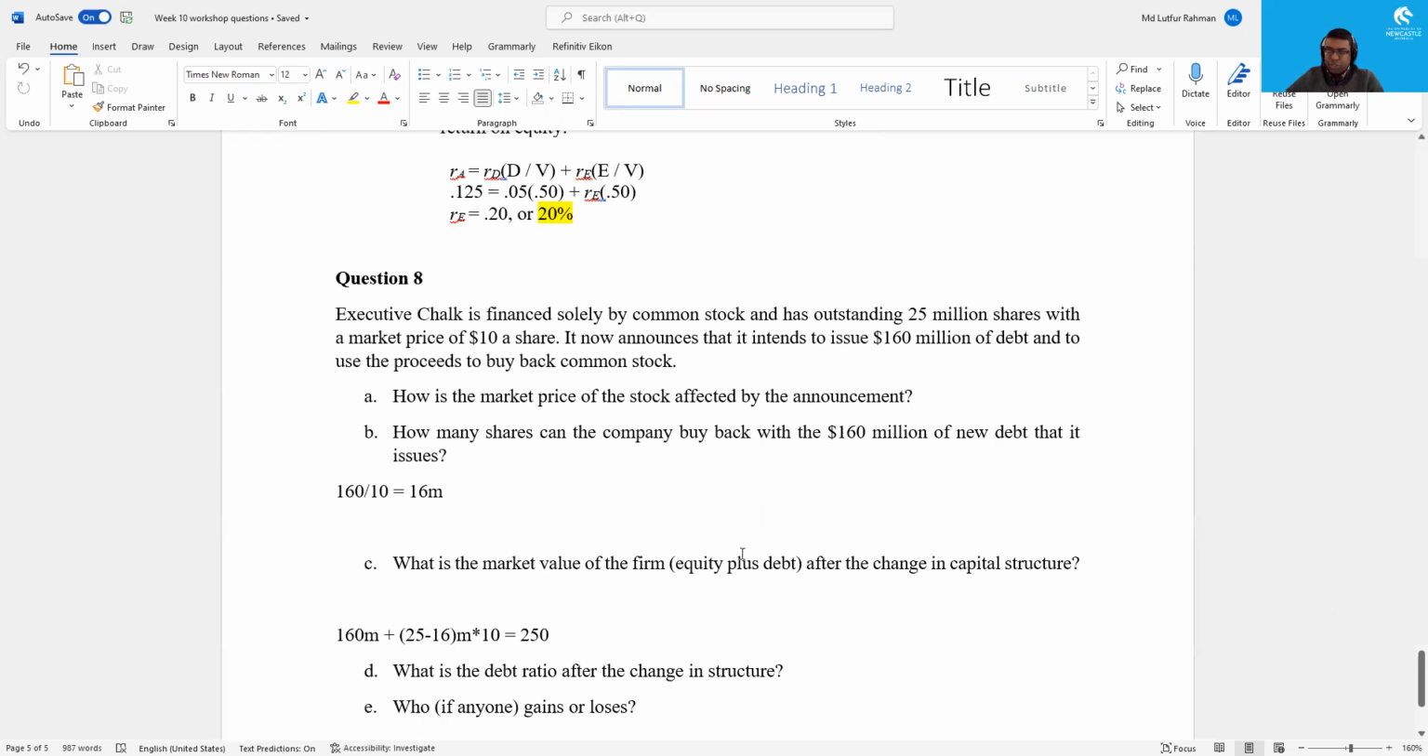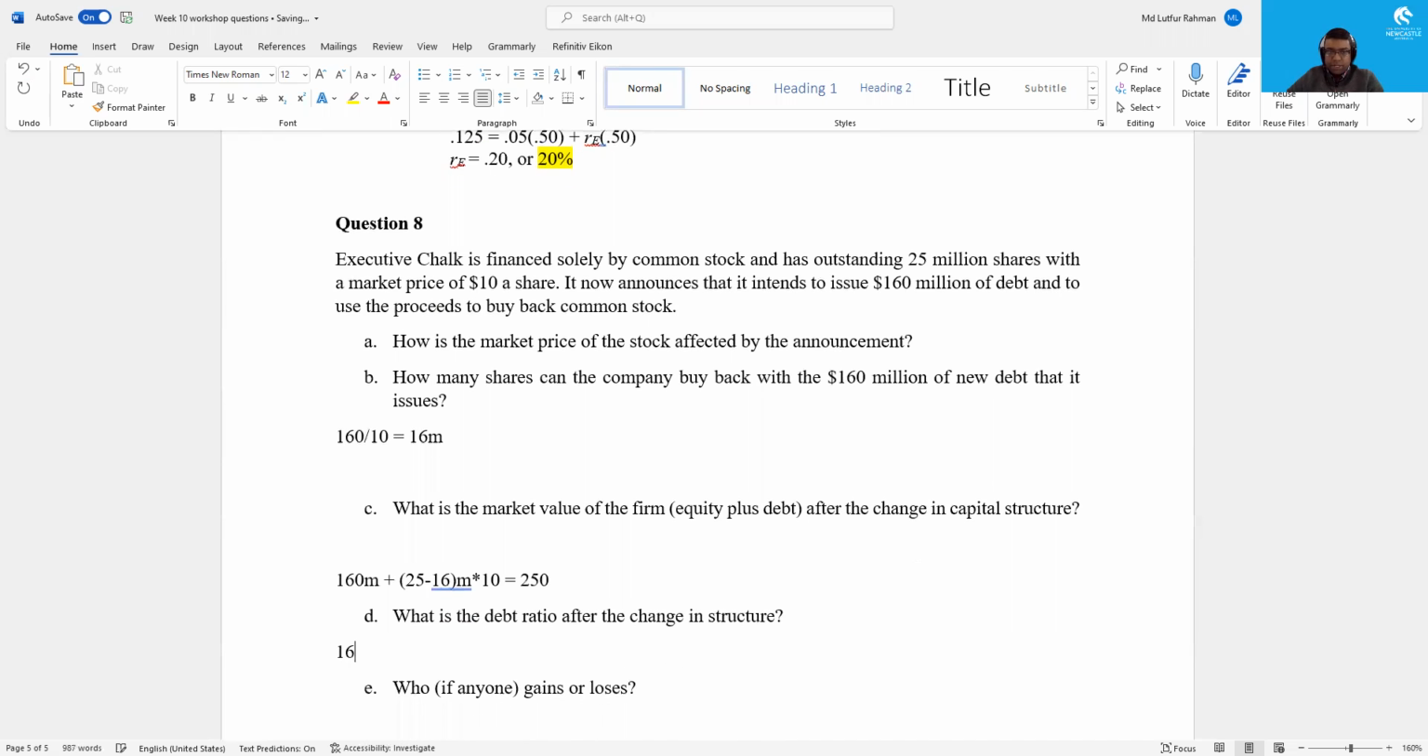And what is the debt ratio? It's very, very simple. 160, which is the debt, and the total value of the company is 250. So the debt ratio is 64%, which means that 64% of the company's capital is coming in the form of debt. No one gains or loses because the company just issues debt and buys back common stock. So it's a simple change in its capital structure, and it doesn't make any gain or loss for the shareholders.